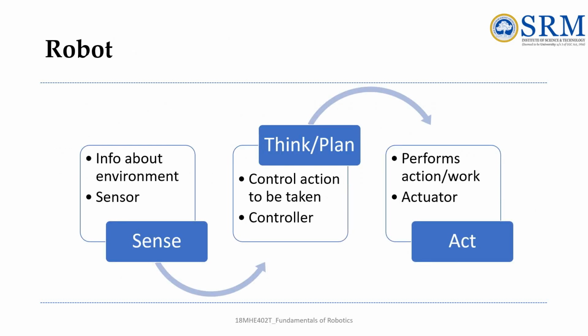And next, so what does a robot mainly do? Okay, it has a sensor, controller, and an actuator. The sensor gathers information about the environment, and then gives it to the controller. The control action will be taken by the controller; that is, thinking or planning will be done by the controller. Then to perform the task, the action will be given to the actuator. So sensor, controller, and actuator are the parts. It senses, plans, and acts accordingly.